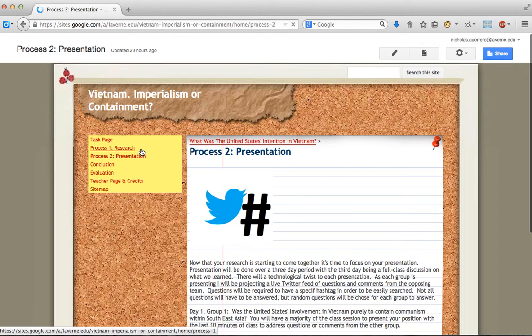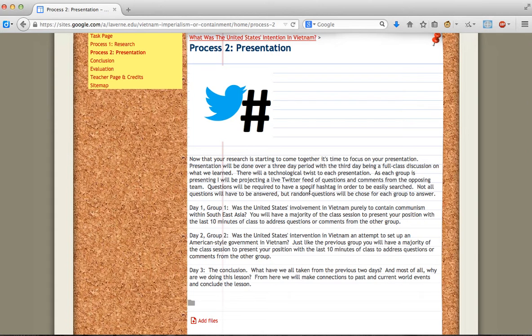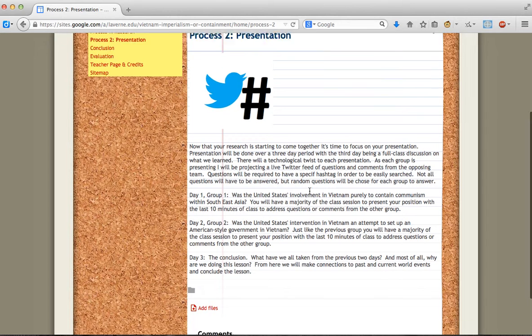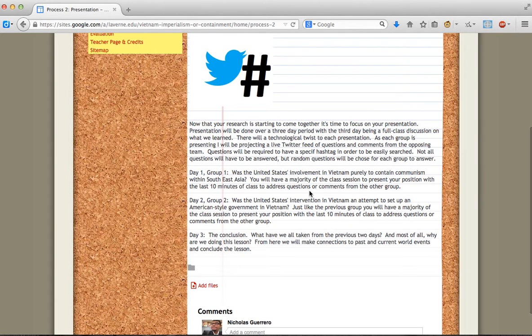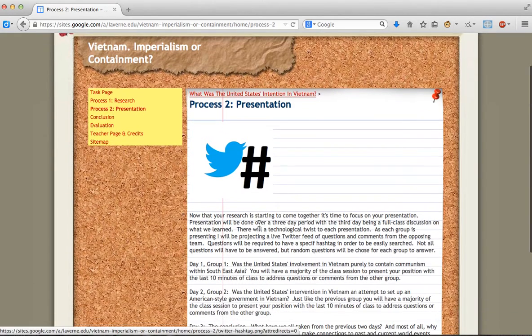I like the presentation right here. We're going to have live questions from the other group projected onto the screen. They're going to ask their questions via Twitter or point out flaws, just kind of challenge the other group online. Day one, the group will present. Day two, the other group presents. And day three is kind of a conclusion, wrap it up day. This is the day where we put it all together and figure out if anybody's right or if everybody's wrong or if one group was more right than the other.